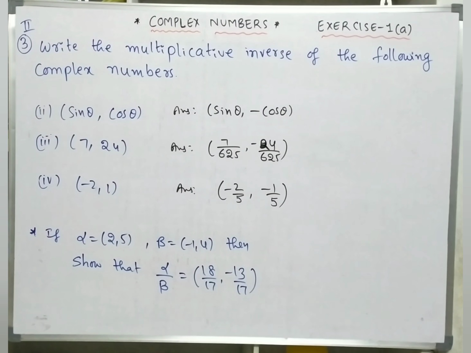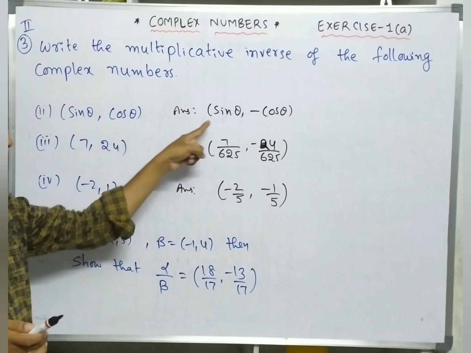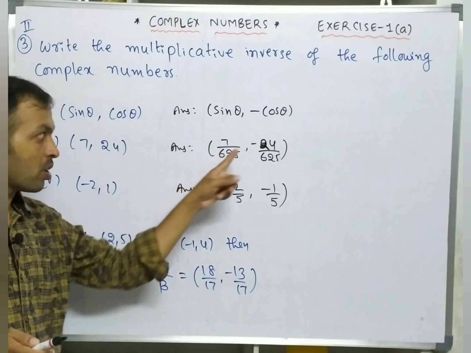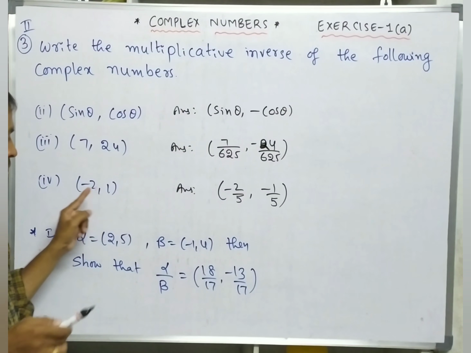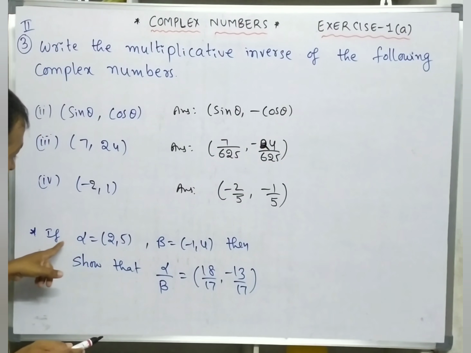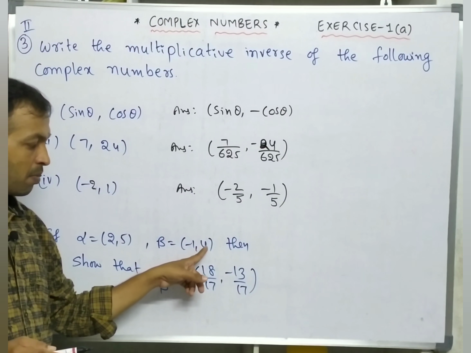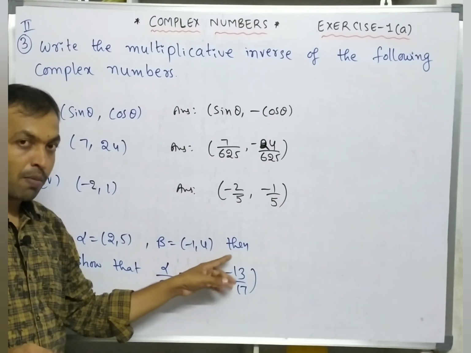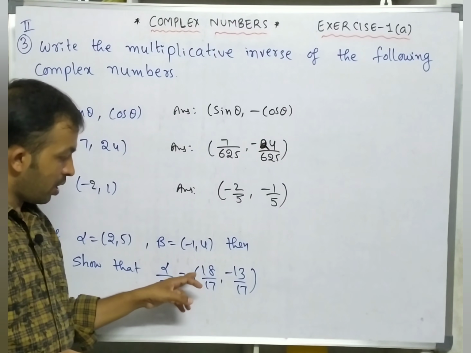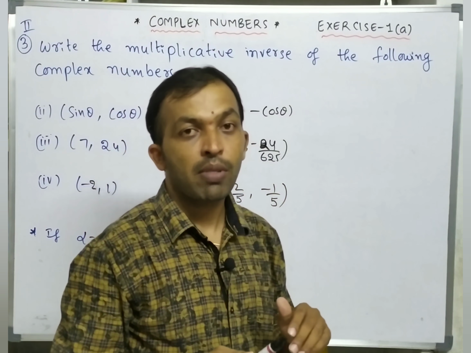These are some more extra problems related to multiplicative inverse. Sin theta comma cos theta: the answer is sin theta comma minus cos theta. 7 comma 24: the answer is 7 by 625 comma minus 24 by 625. Minus 2 comma 1: the answer is minus 2 by 5 comma minus 1 by 5. Here is one more problem. Alpha is equal to 2 comma 5, a complex number. Beta is equal to minus 1 comma 4, another complex number. Then show that alpha by beta, that means we should divide, is equal to 18 by 17 comma minus 13 by 17. So solve these problems and check the answers.